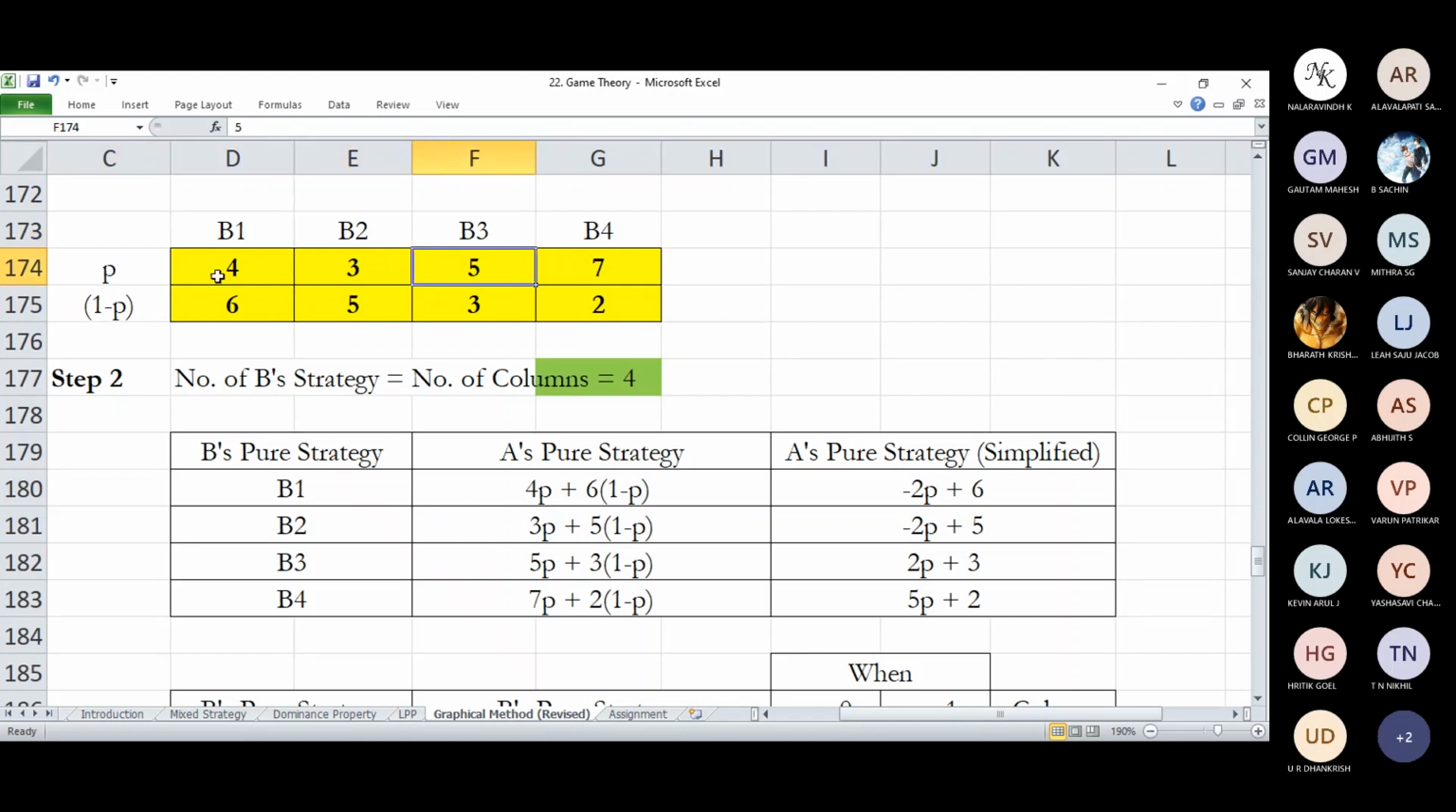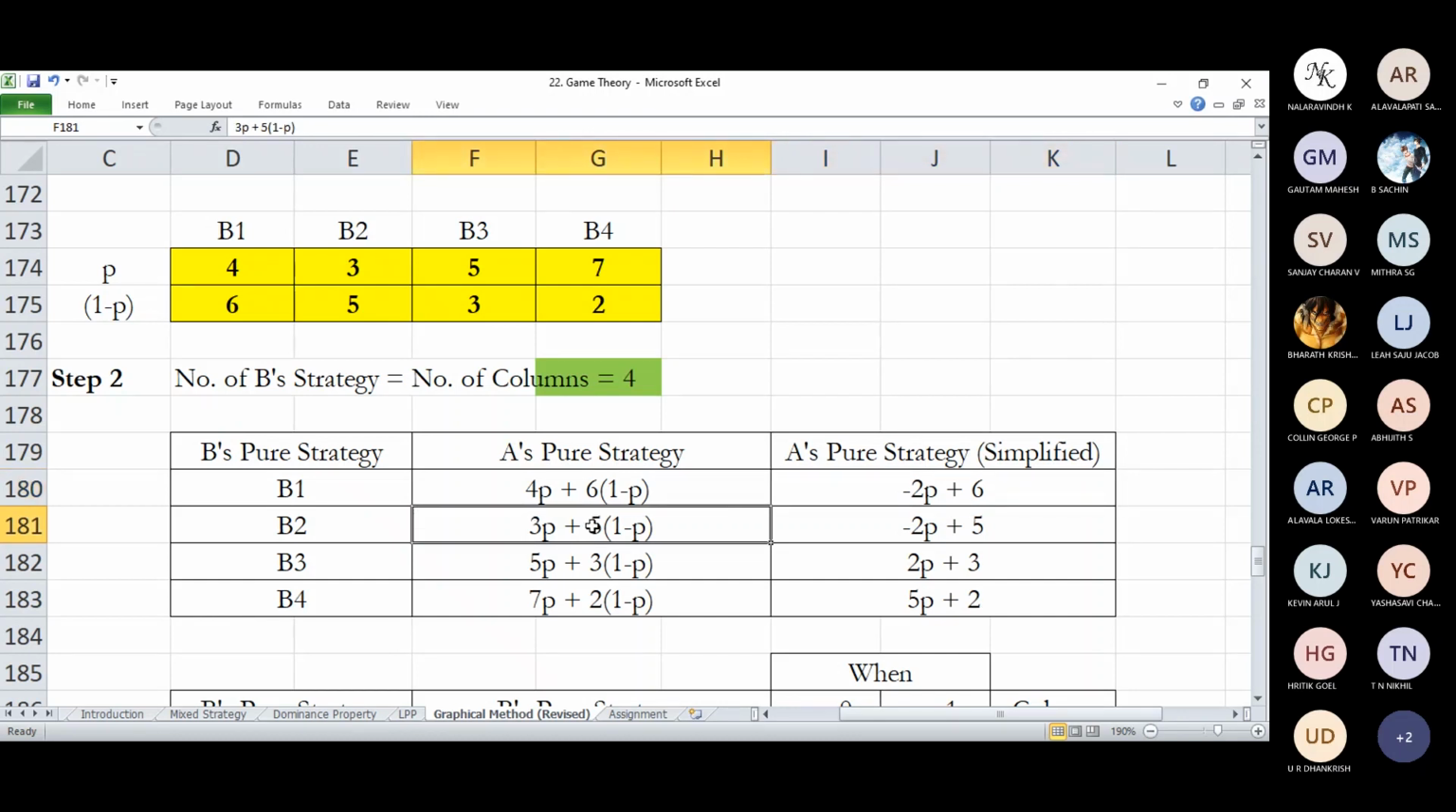Then B3 is 5P plus 3 into 1 minus P. Then B4 is 7P plus 2 into 1 minus P. So we have got this particular stuff. When you simplify this, 4p plus 6 minus 6p is minus 2p plus 6.